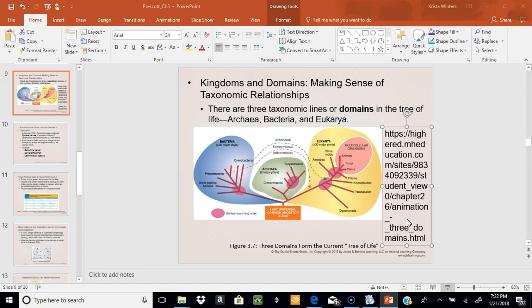All right, this is the end of this chapter. So this is a pretty short chapter. We're going to get into chapter 4 next, which is a longer chapter that deals with the structure of prokaryotic organisms versus the structure of eukaryotic organisms.